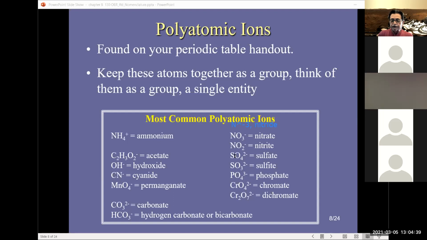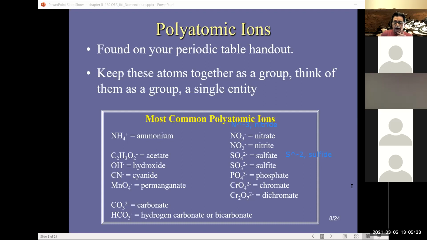The same is true for sulfur. Sulfur all by itself is in group 6, and when it becomes ionic, it will pick up 2 electrons, and we change the name to sulfide. Now, when sulfur is associated with oxygens as a group, specifically 4 of them, it becomes a polyatomic ion with a -2 charge, and that name is sulfate. Then if it has 3 oxygens, that name becomes sulfite.